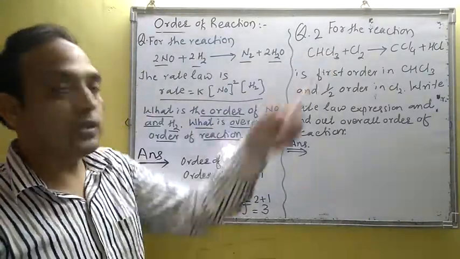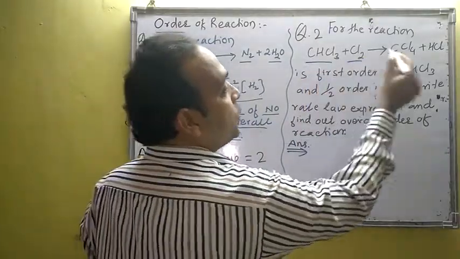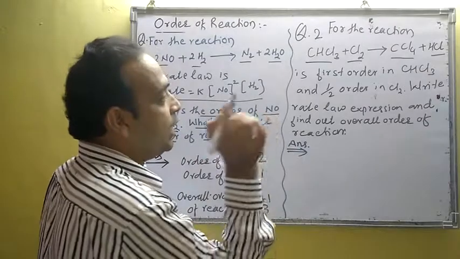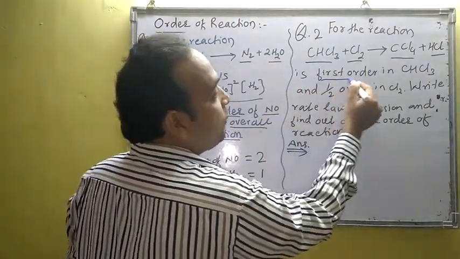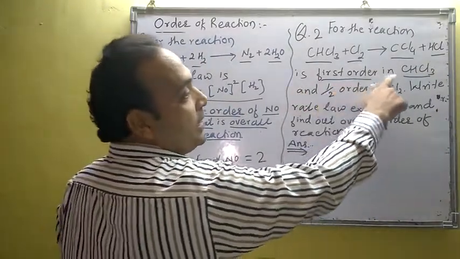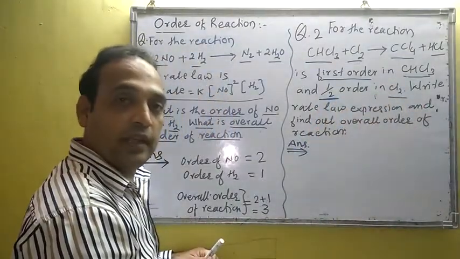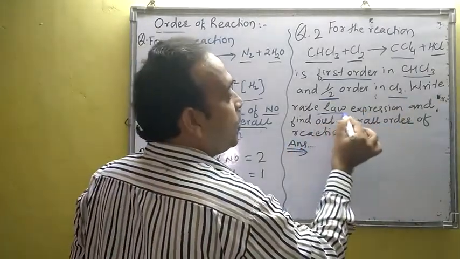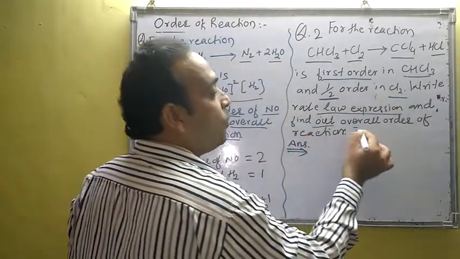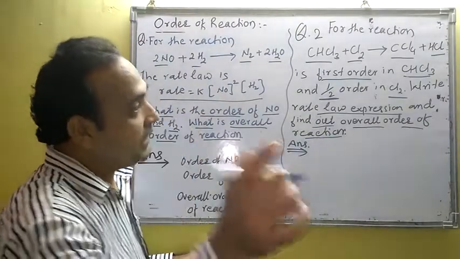Okay, now come to the second reaction. In the second case, chloroform reacts with Cl2 to convert into CCl4 plus HCl. Now my question: the reaction is first order in CHCl3 and half order in Cl2. Write the rate law expression and find out the overall order of the reaction.